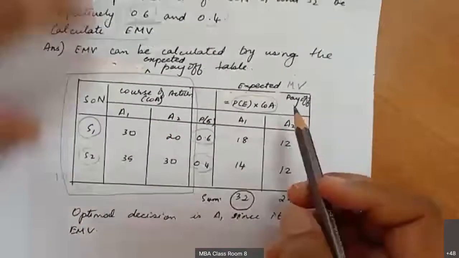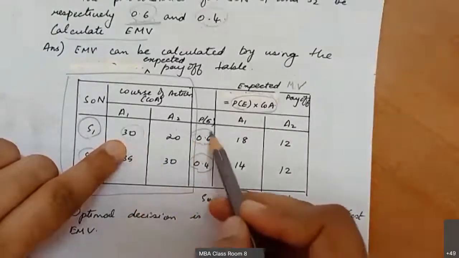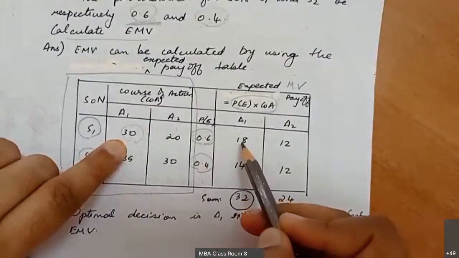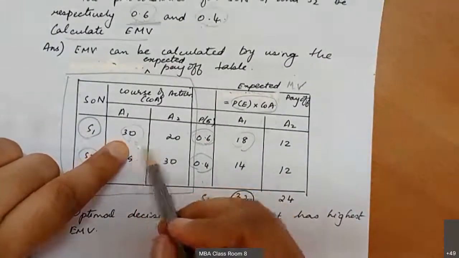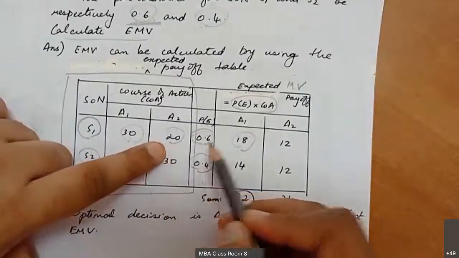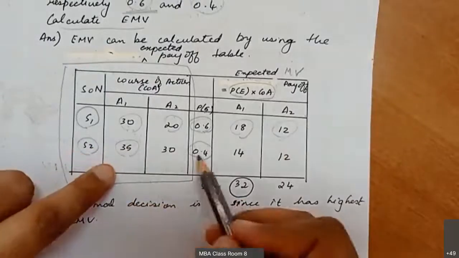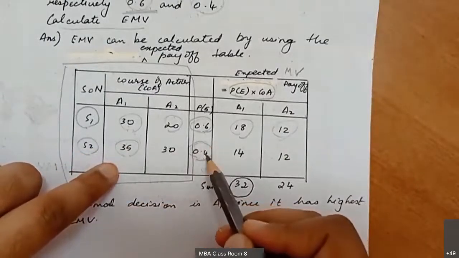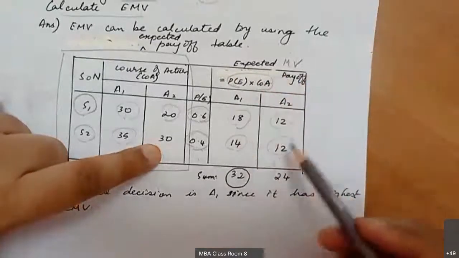So how will you do that? Here 30 multiplied by 0.6, this is the probability, you will get 18. Similarly, 20 into 0.6, you will get 12. Similarly over here, 35 into 0.4. For S2, you have to use probability 0.4. So 35 into 0.4, you get 14, and 30 into 0.4, you get 12. So we have got the expected monetary value matrix.